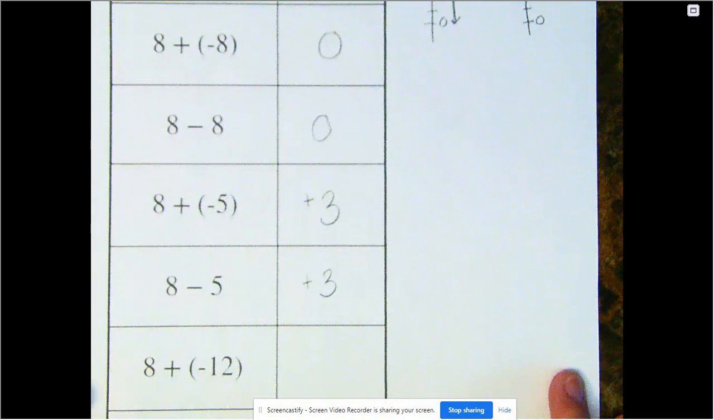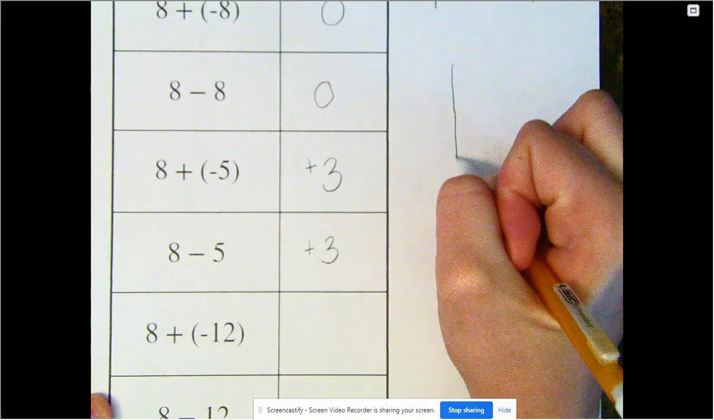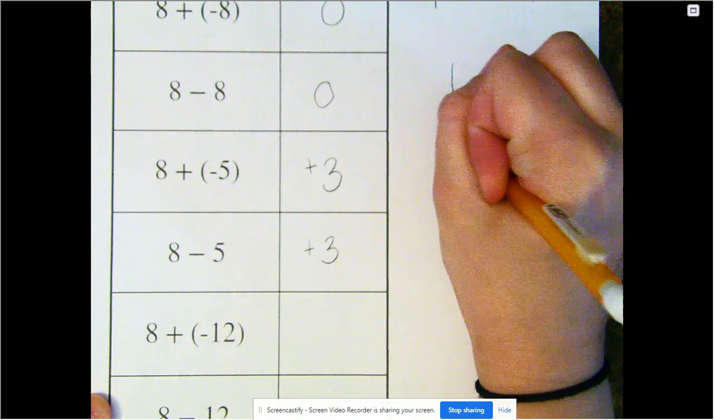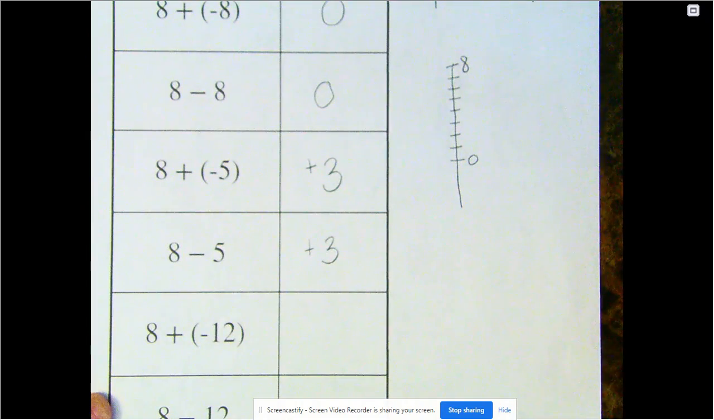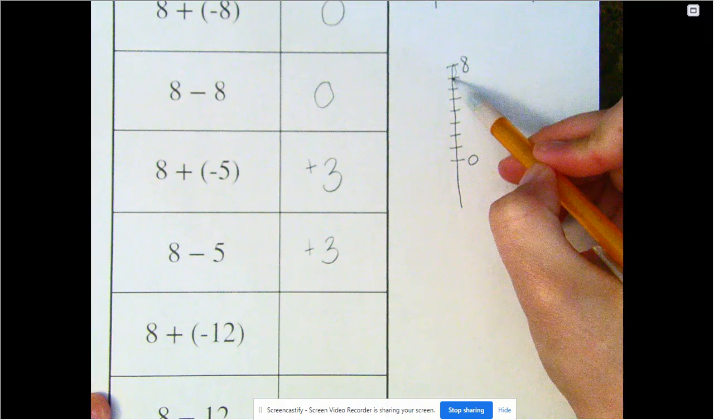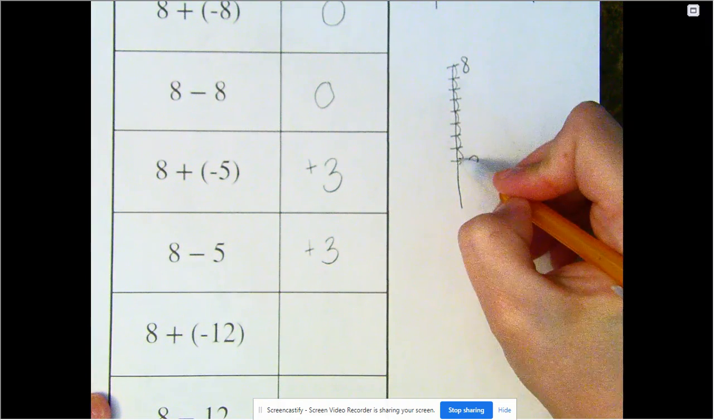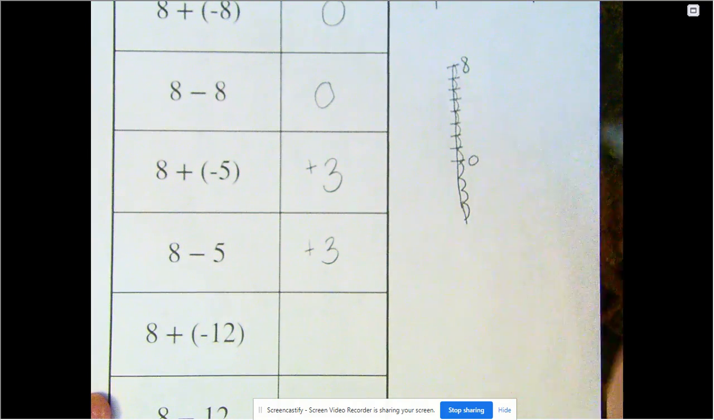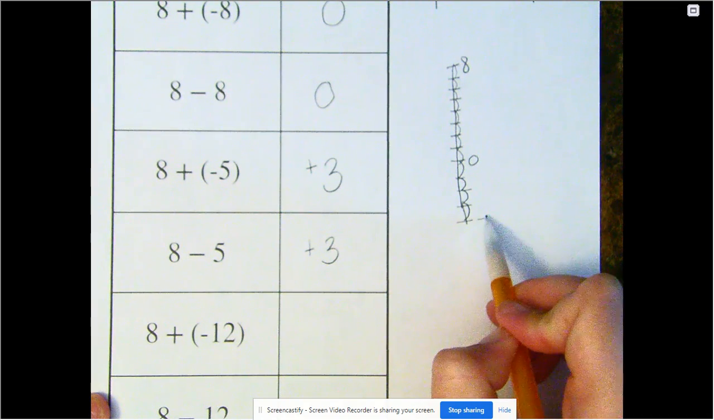Okay, the next section we have 8 plus negative 12. I start here at 0, 1, 2, 3, 4, 5, 6, 7, 8. Okay, and then I'm going to add negative 12. So it's going to be taking it down since it's negative. 1, 2, 3, 4, 5, 6, 7, 8, 9, 10, 11, 12. And so that number would be negative 1, negative 2, negative 3, negative 4.